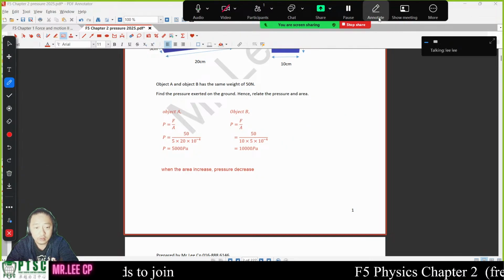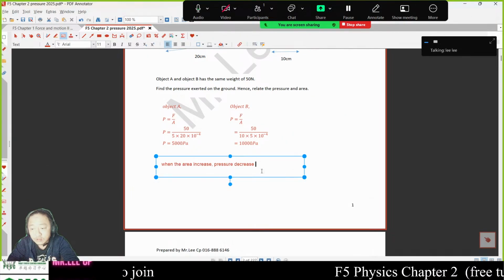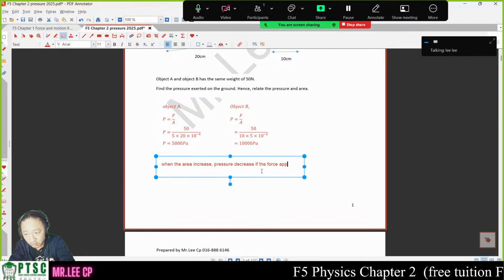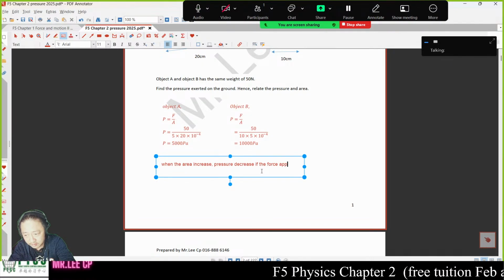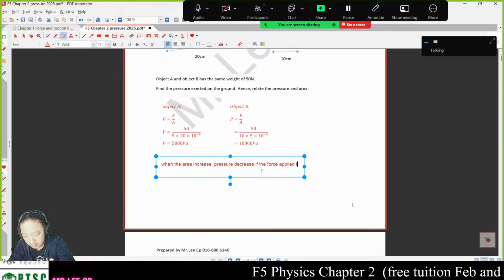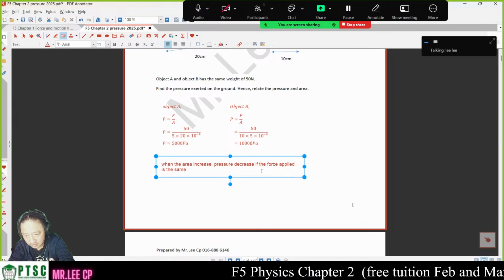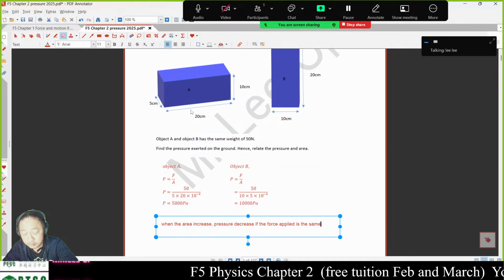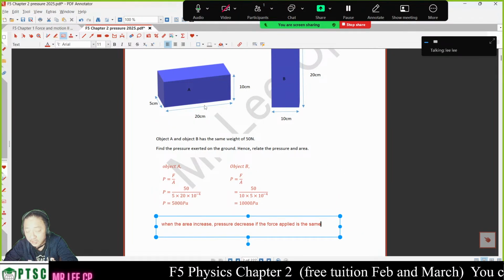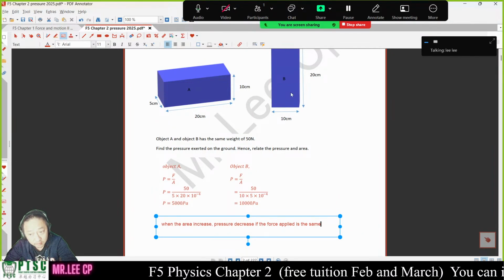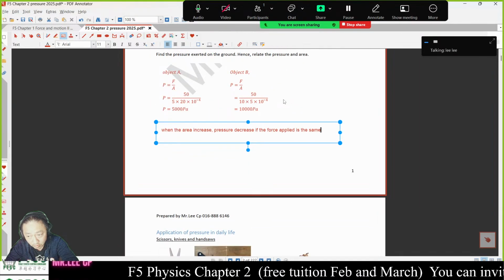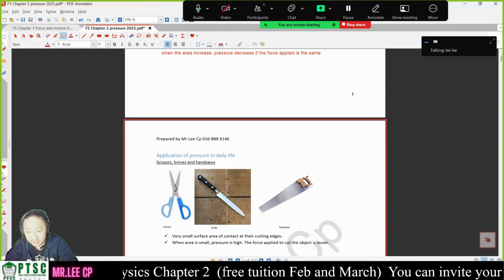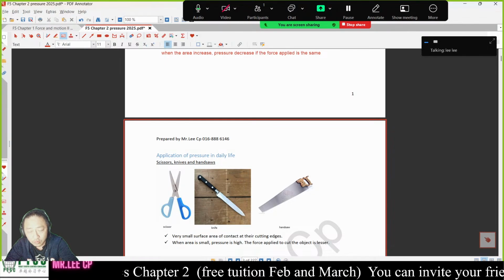Okay, so I want you to add in: if the force applied is the same, for this case, area big, pressure small. Area small, pressure high. Okay, now if you understand this, we are going to see the application of pressure in our daily life.